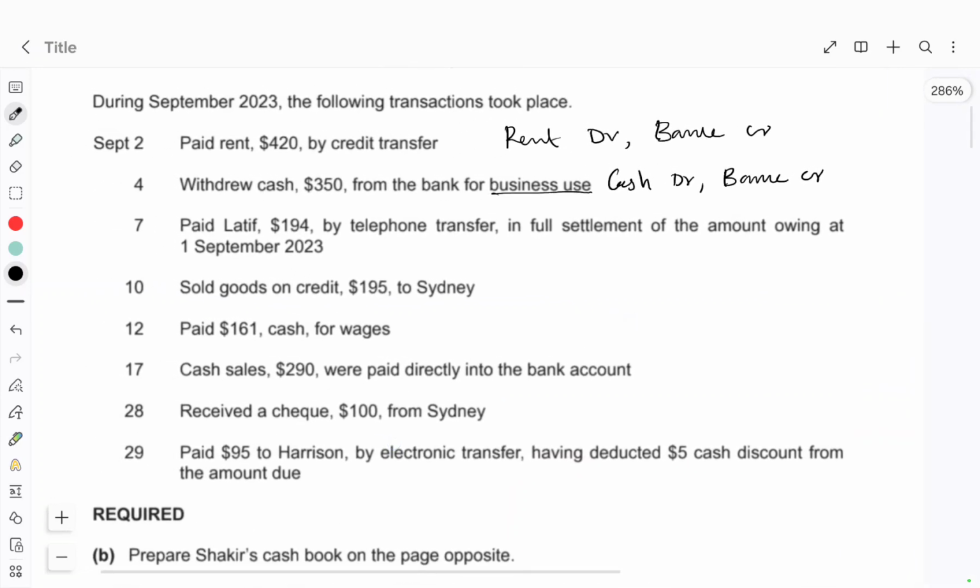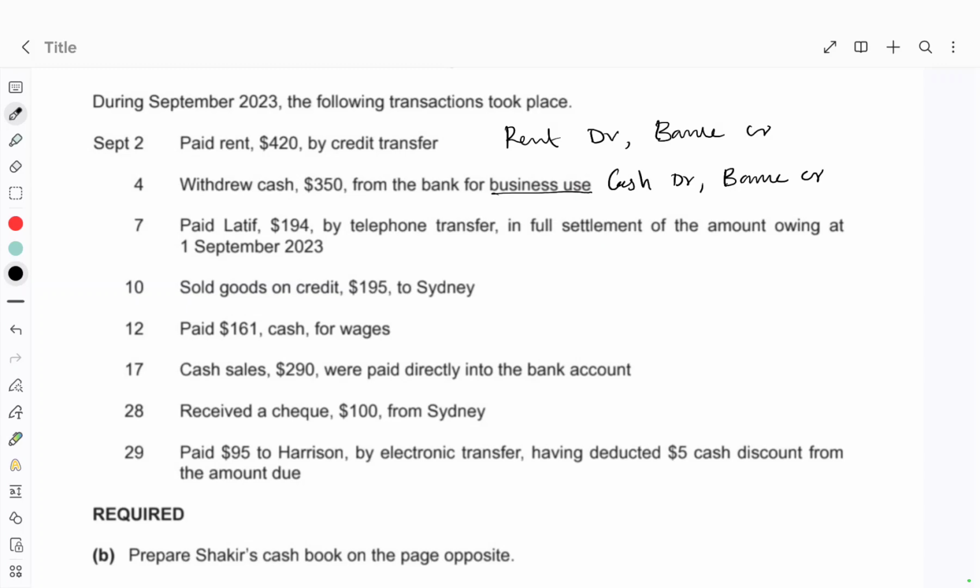Next one is paid Latif 194 by telephone transfer. Telephone transfer means that is also bank transfer. Paid to Latif, so it's a payment. Payment will be in the credit side, receipts will be in the debit side of the cash book. So paid Latif by telephone transfer in full settlement. Full settlement means from there itself you can understand it's a settlement, so there will be some discounts.